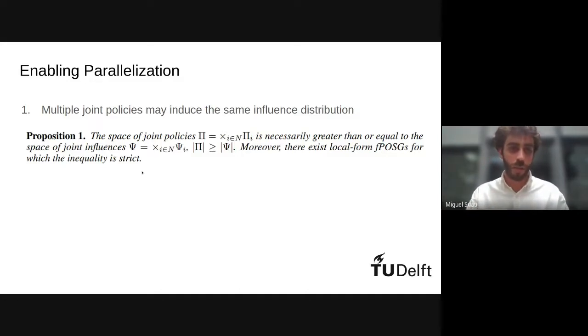So this proposition, this result, shows that the space of joint policies is always greater or equal to the space of joint influences. In the extreme case, when the regions are independent from one another, there's just one influence distribution for each agent, and there could be an infinite number of policies. So in most environments, you will be somewhere in between, where two or three policies map into the same influence distribution.